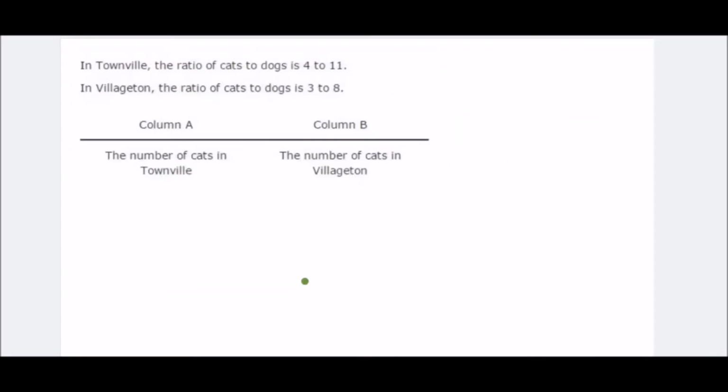So here is our next question. In Townville, the ratio of cats to dogs is 4 to 11, and in Village Town, the ratio of cats to dogs is 3 to 8. So for column A, we have to find the number of cats in Townville, and for column B, we have to find the number of cats in Village Town. So here it implies cat by dog is equal to 4 by 11. But we don't know the cat number and dog number, right? For each place the value will be different.